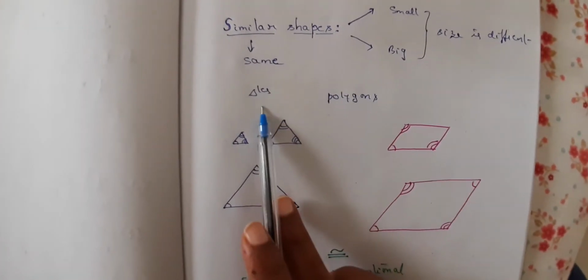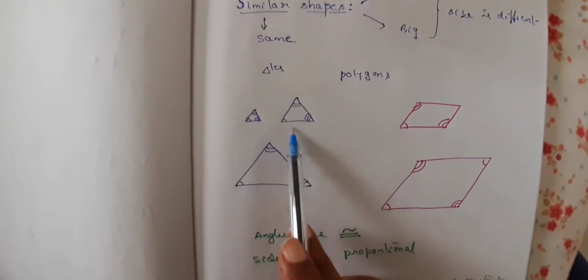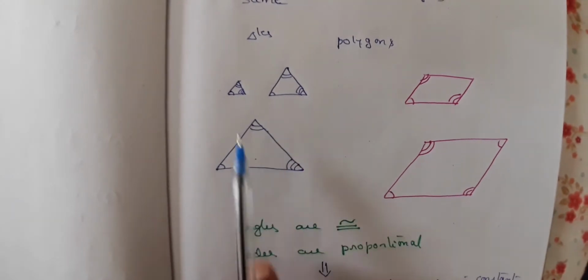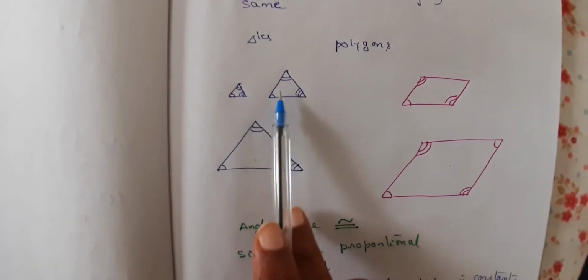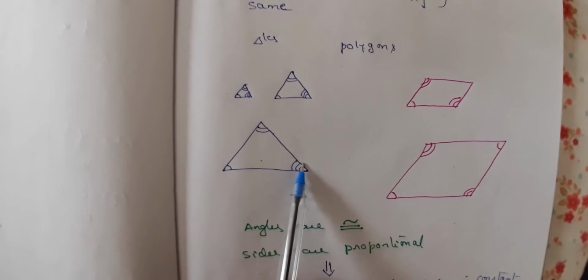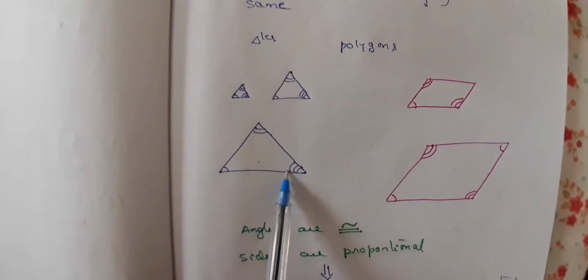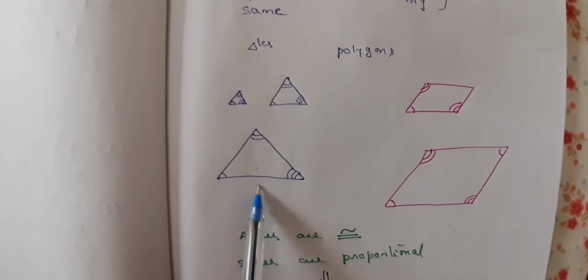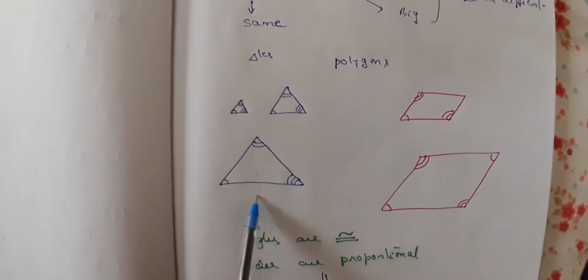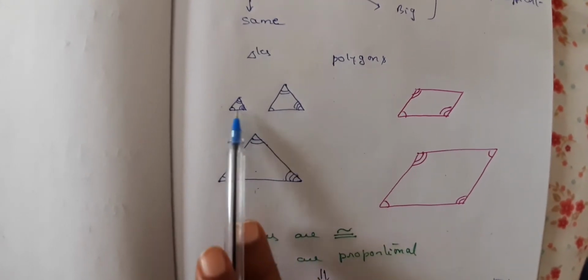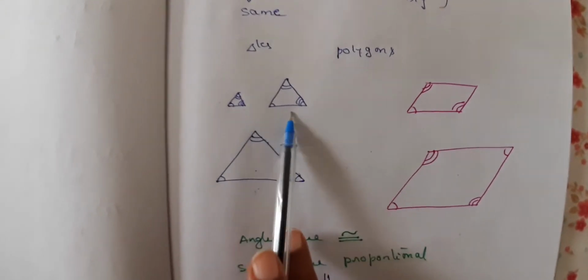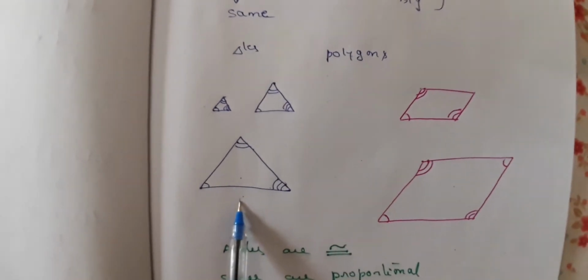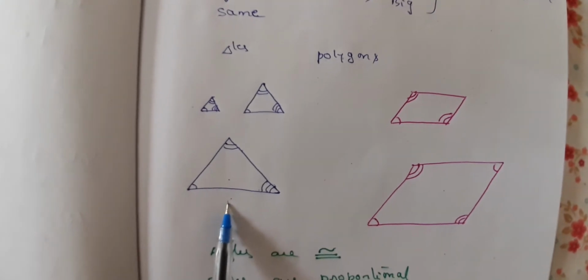Suppose we take triangles, like I have here three triangles. The shapes of the triangles are the same. Why? Because in the case of triangles, the corresponding angles are the same. We already discussed that shape is decided by the angle. Here corresponding angles are equal, but see, the sides are not equal. This is a very small triangle, then this is of medium size, this is of bigger size. See, sizes are different, but shapes are the same.